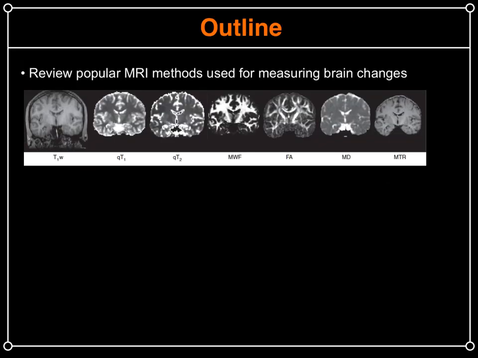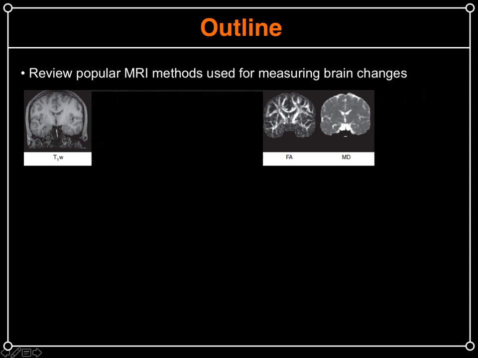So the outline that I have for today's talk is to review some of the popular MRI methods that are used for measuring brain changes. Now, what I'm showing you here is some of the more recent methods, like the quantitative T1, quantitative T2, including very classical methods like T1 weighted images, as well as diffusion weighted images. For the purposes of this talk, I'm going to focus mostly on T1 weighted images, as well as measures or maps that you can get from diffusion weighted images. But the ideas that I'm going to talk about extend to just about any structural imaging method.